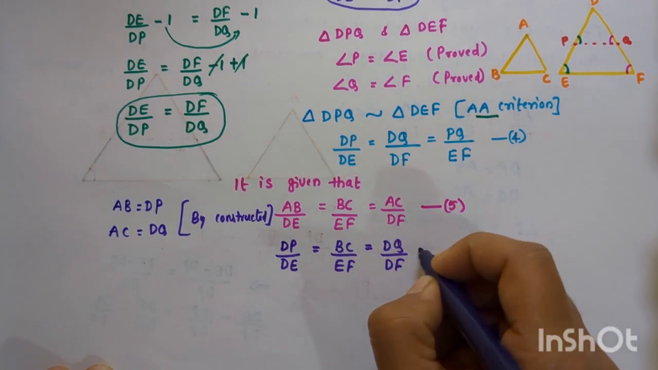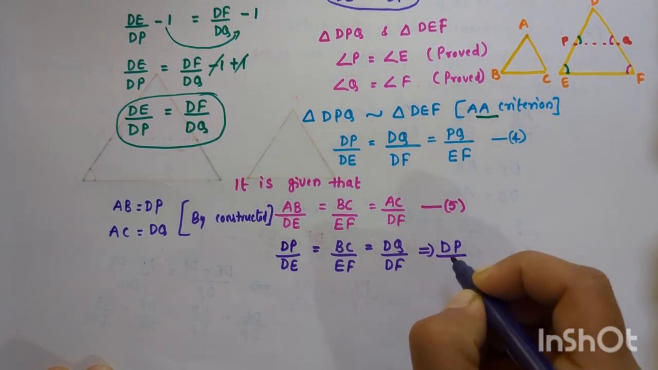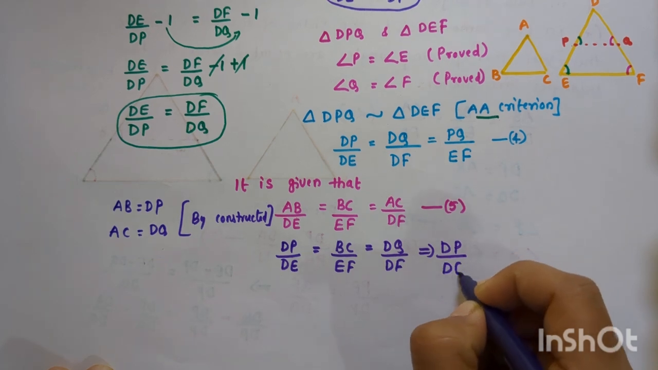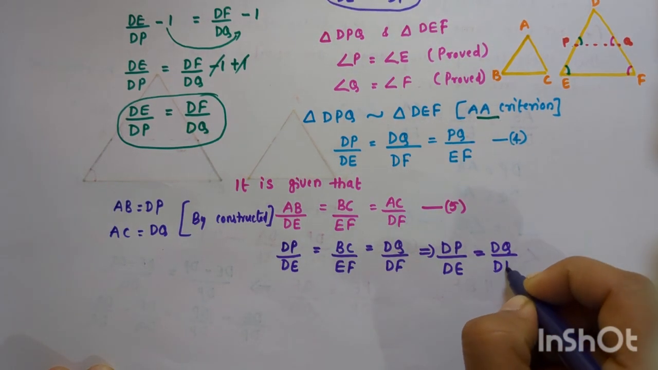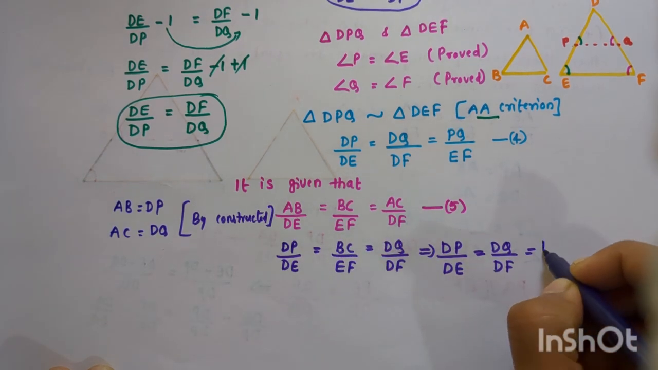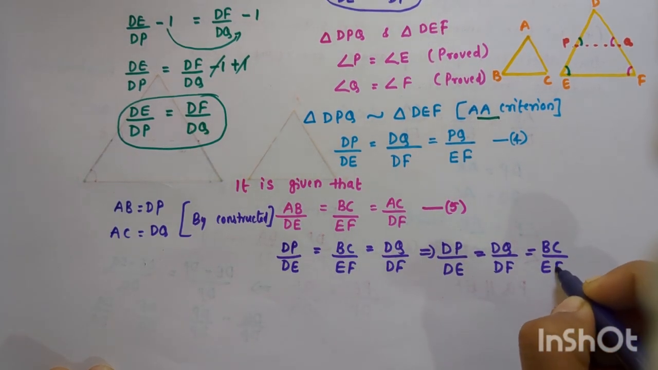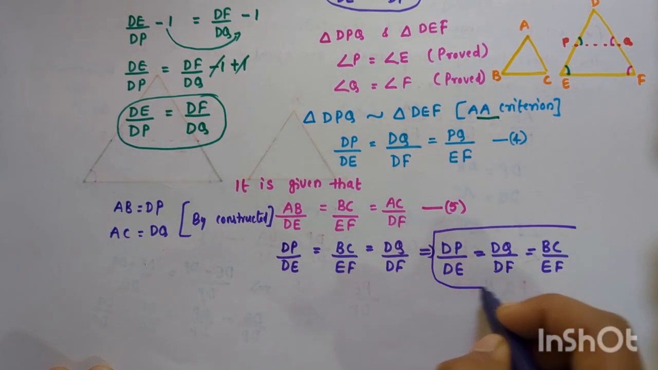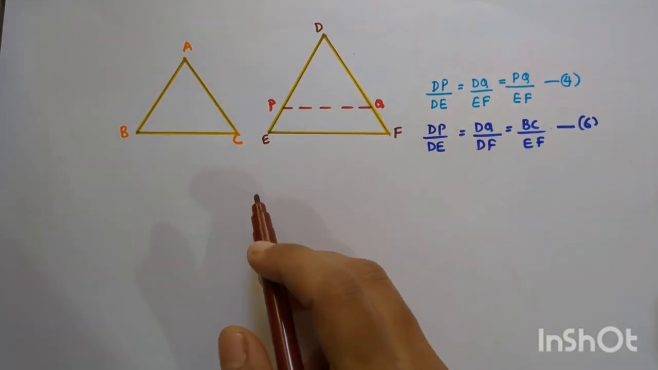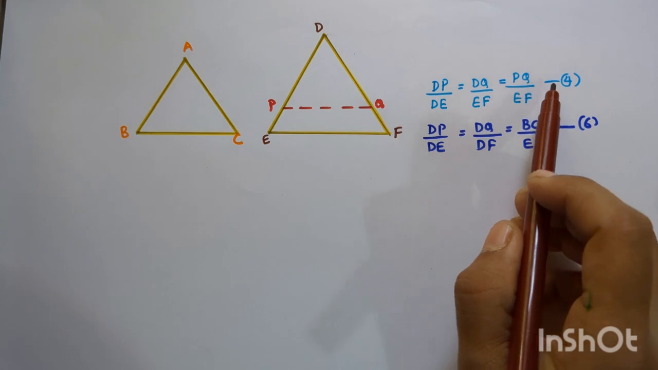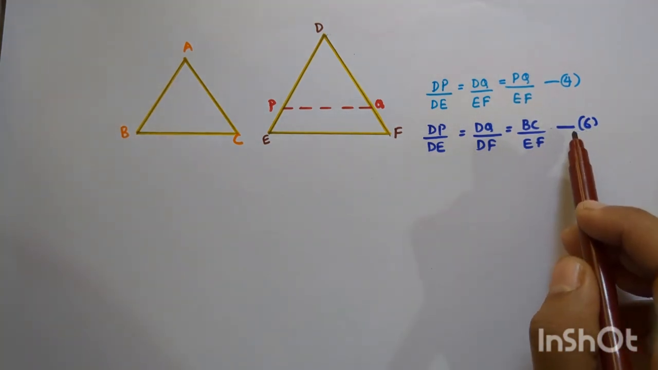Or you can write it as DP divided by DE. This is equal to DQ divided by DF, and that is equal to BC divided by EF. I am taking this as 6. So we have equation 4 like this and 6 like this.